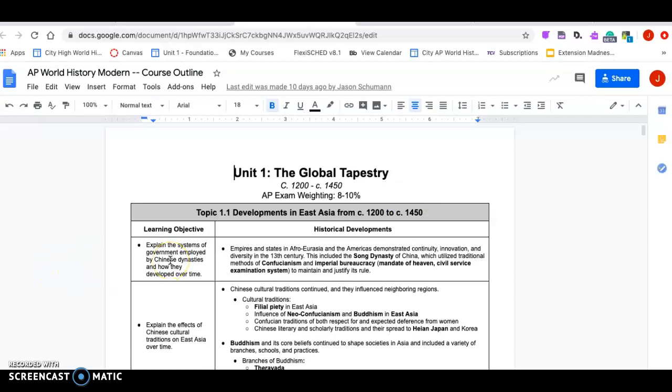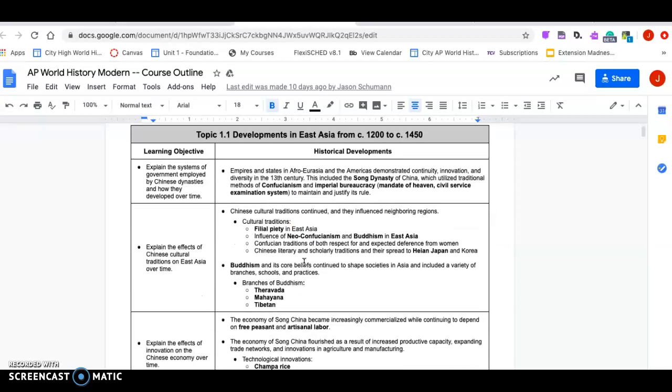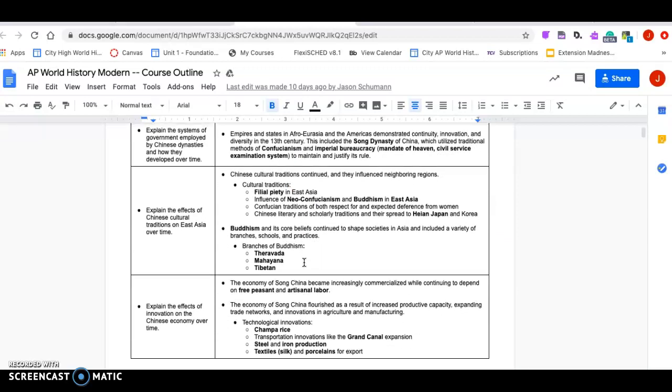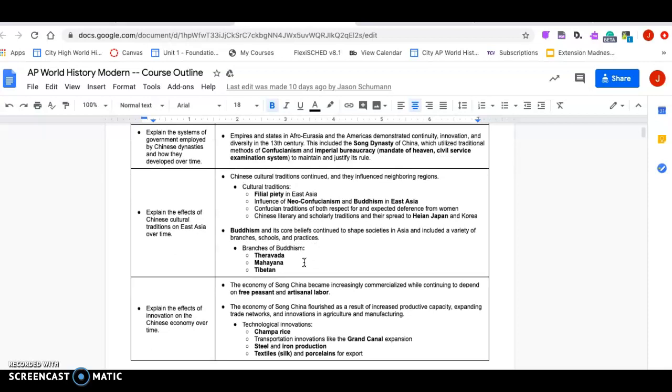On the left, one will see learning objectives and then historical developments. The historical developments are really what I am focusing in on for specific terms, key understandings that I would want my students to know. So you're going to see a lot of bolded terms. If you're not aware of what they are, I would make sure that I take the time to look up and understand the significance of those.